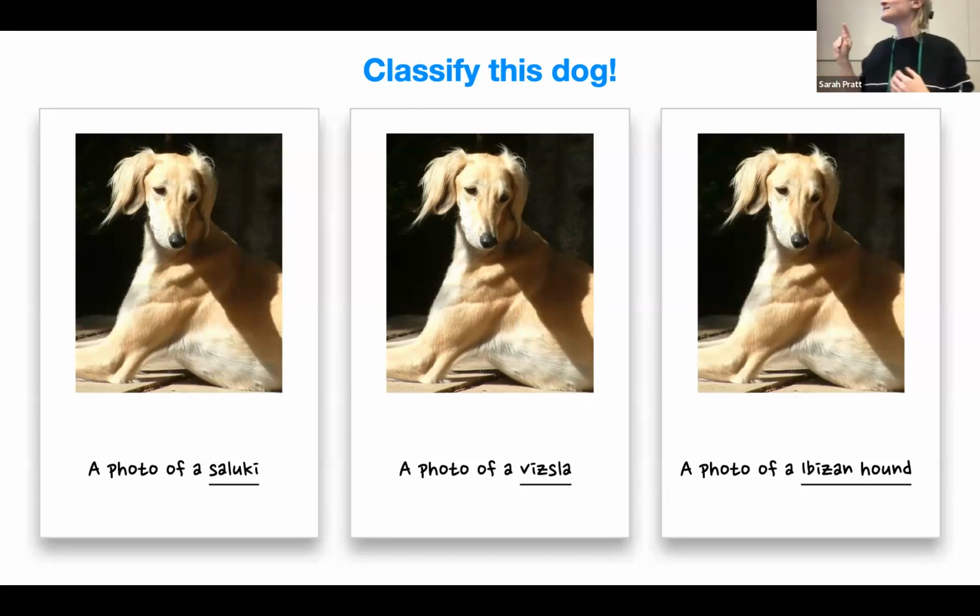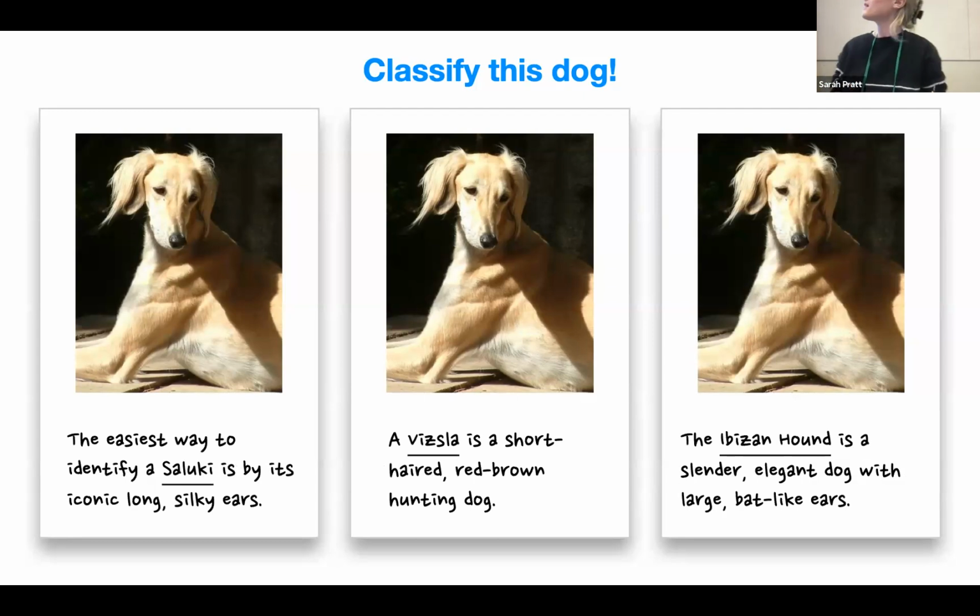So just by show of hands, who thinks this is a Saluki? Okay, who thinks this is a Vizsla? And an Abyssinian hound? Okay, that seems to be the winner. Okay, great. So now I'm going to give you three different captions. The easiest way to identify a Saluki is by its iconic long silky ears. A Vizsla is a short-haired red-brown hunting dog, and the Abyssinian hound is a slender, elegant dog with large bat-like ears. So again, show of hands, who thinks this is a Saluki? Okay, a few more hands. A Vizsla and an Abyssinian hound.